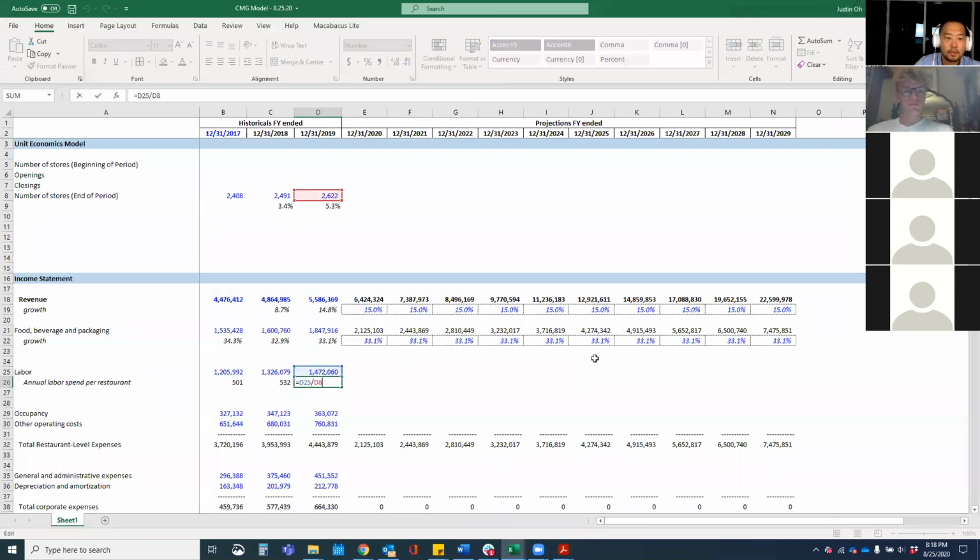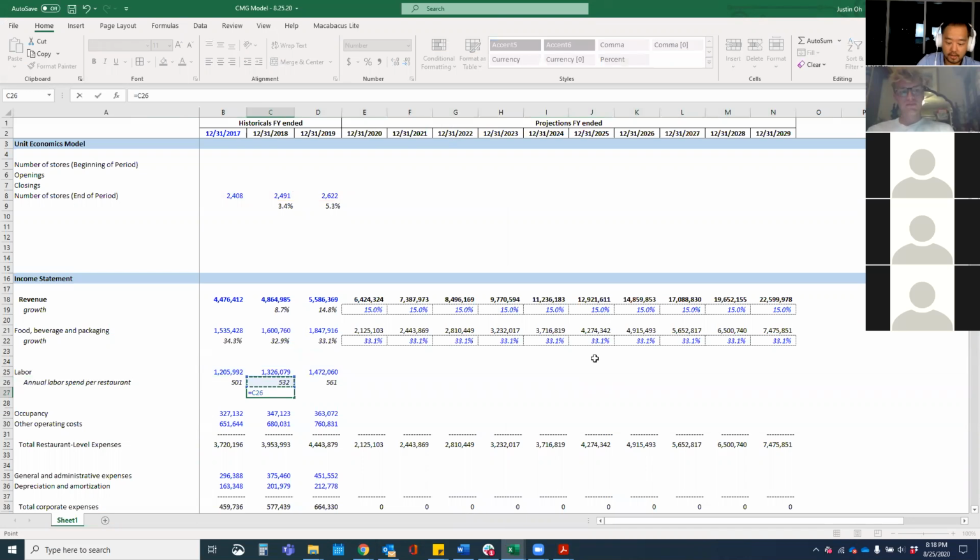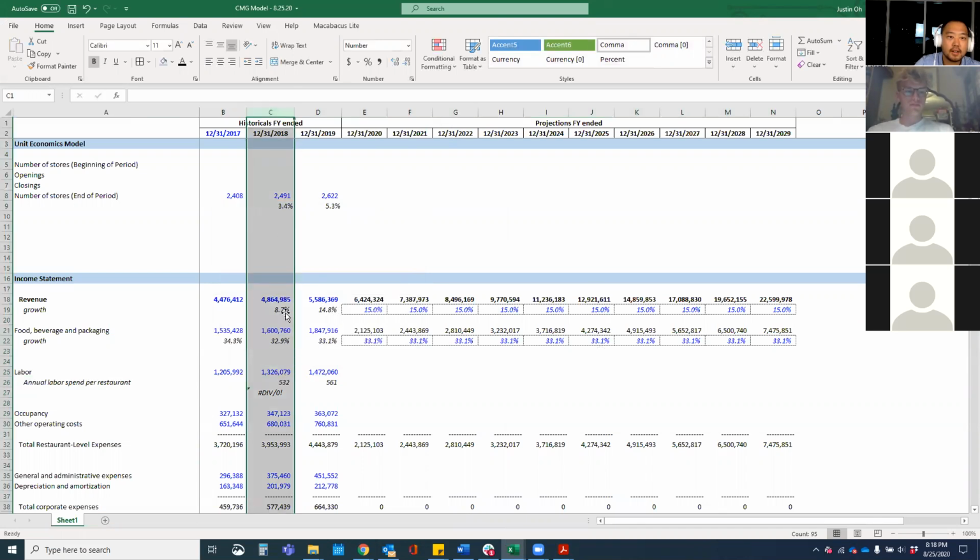Yeah, thousands. Okay. All right, so that's that. And then I would say, okay, so here we see this metric shows us that. Well, so here's an interesting thing. If I want to find annual labor spend per restaurant for the year 2018, this is the end of the year period, right?